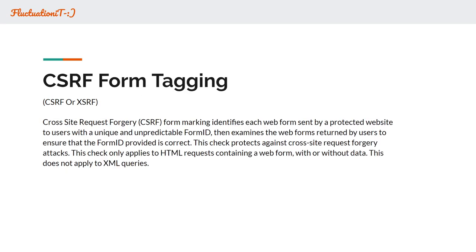Now we have form tagging. Cross-site request forgery form tagging identifies each web form sent by a protected website to a user with a unique form ID. Then it examines the web form returned by the user to ensure that the form ID provided is correct. This check protects against cross-site request forgery attacks. This check only applies to HTML requests containing web forms with or without data. This does not apply to XML queries.